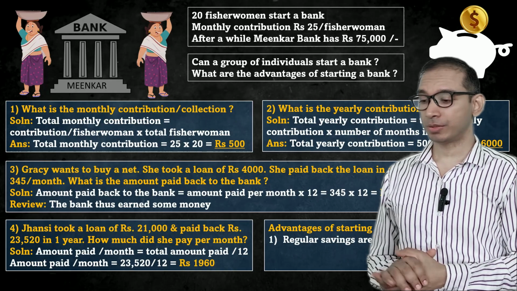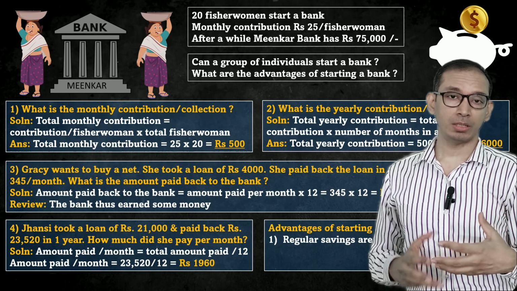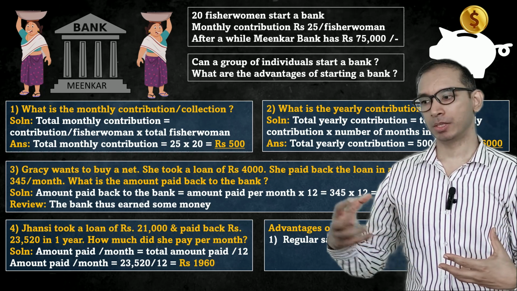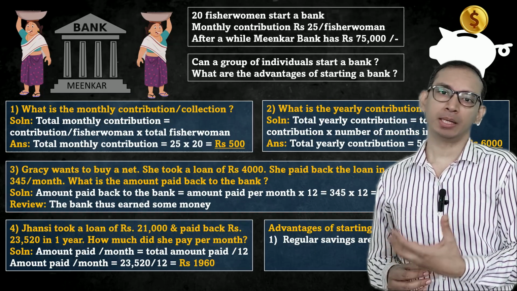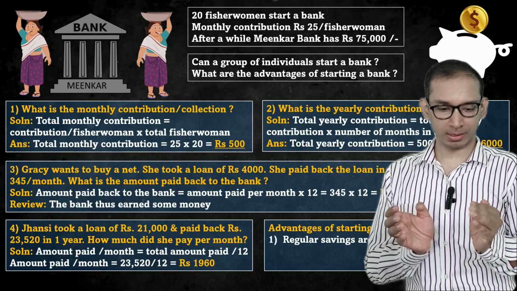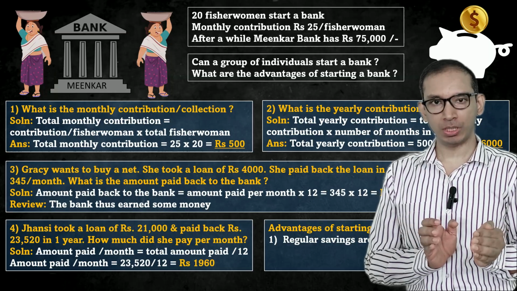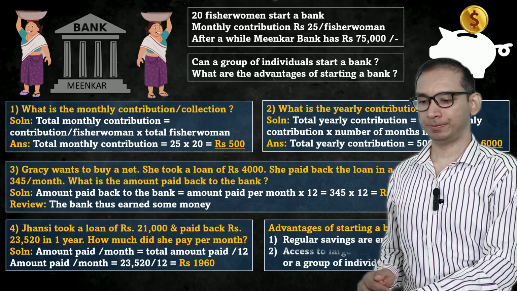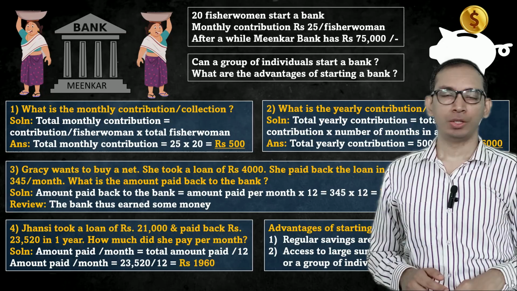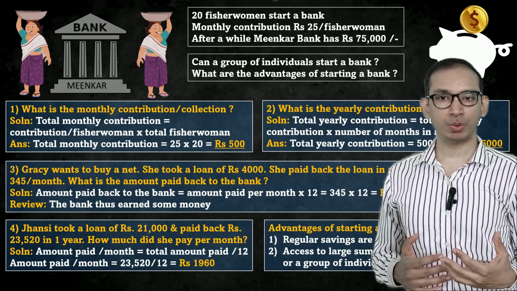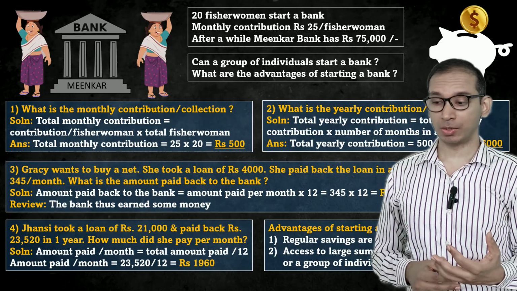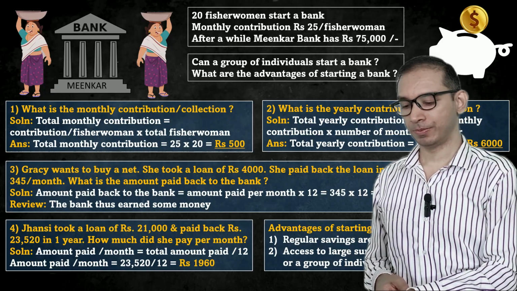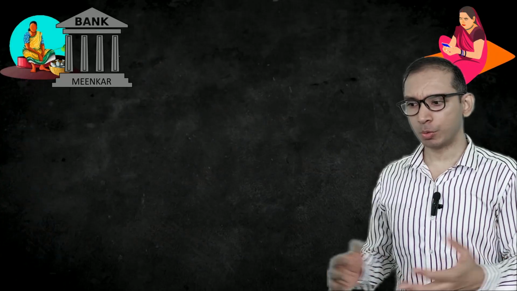So what are the advantages of starting a bank? Firstly, it ensures regular savings, which means 20 fisherwomen putting 25 rupees per month back into the bank. That will ensure that they save a certain amount for future needs. So that's a good practice. And second is you can access, so an individual can access large sums of money, which otherwise is so difficult to get when you start a business. An individual or even a group of business, you have access to a lot of money.